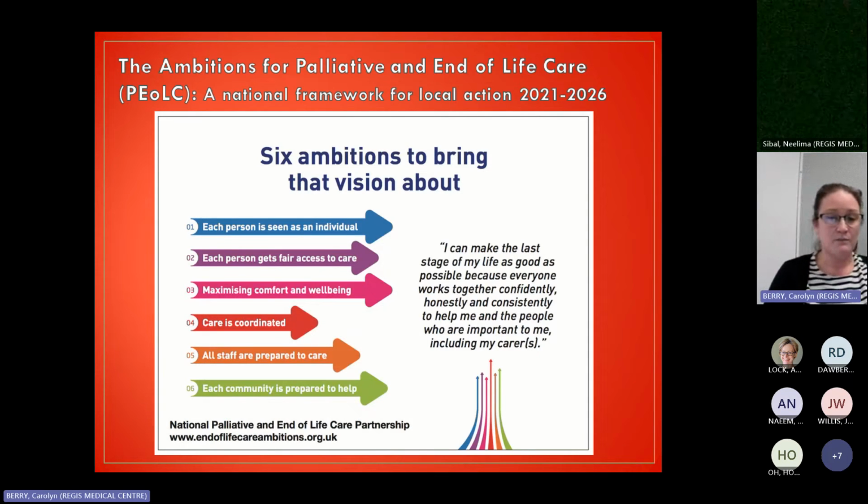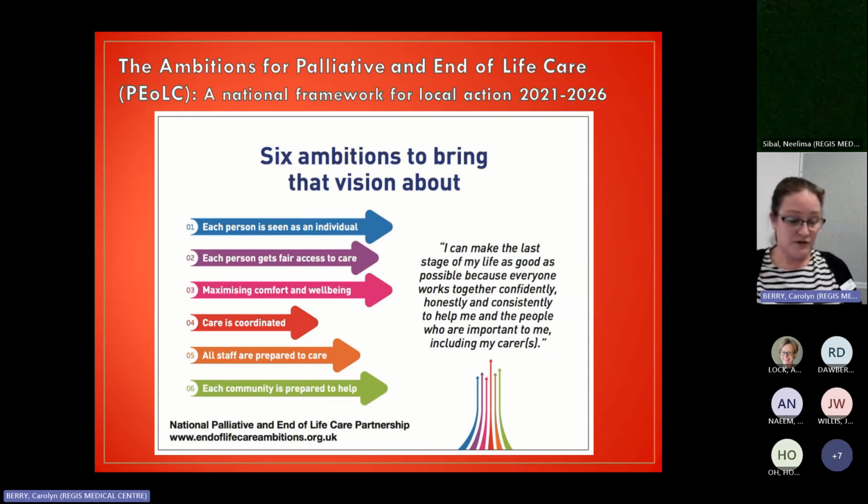So, as I say, I'm just going to give you a bit of background in terms of the national policy that's underpinning what we're trying to do. In palliative care we have a document called the Ambitions for Palliative and End-of-Life Care, a National Framework for Local Action. It was initially developed in 2015 with an expiry date of 2020, but they've built on this document and extended it now to 2026. So this is very much our overarching vision and aims.